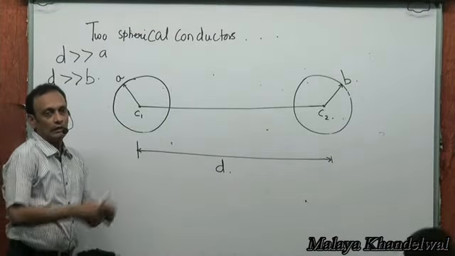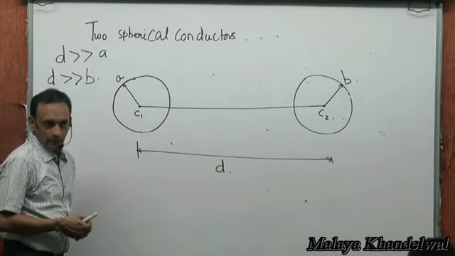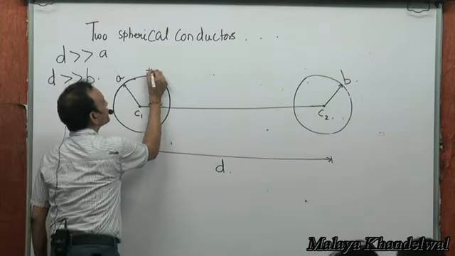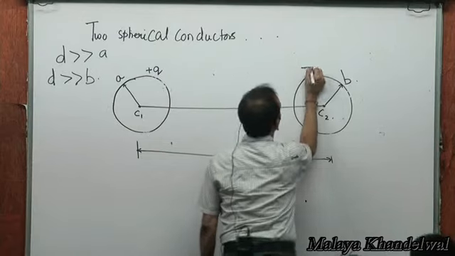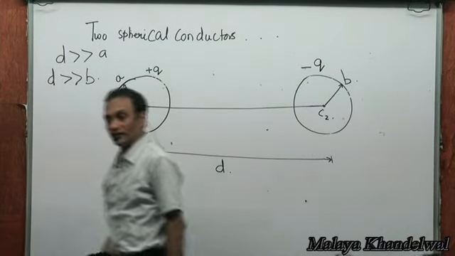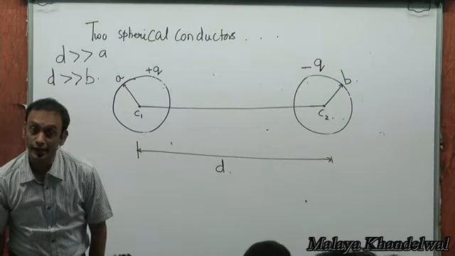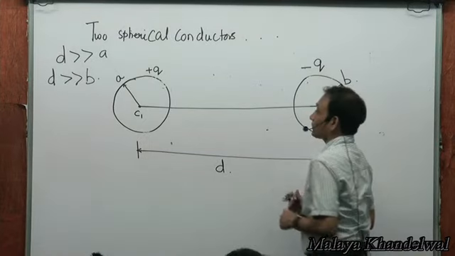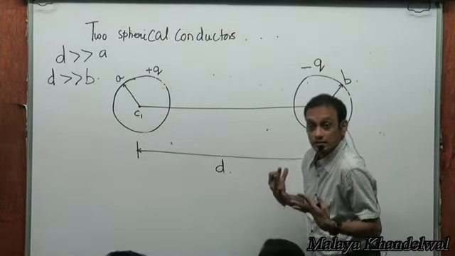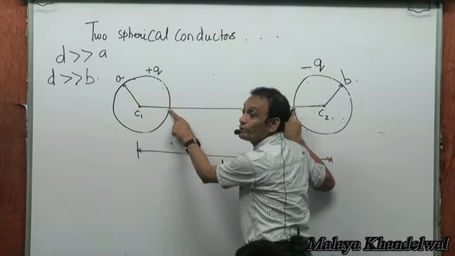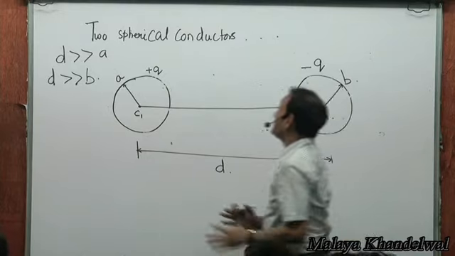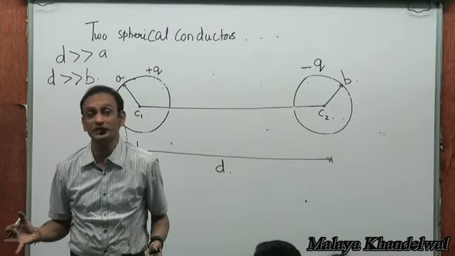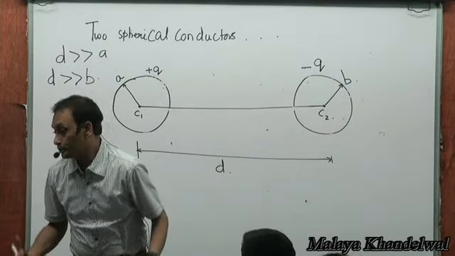Now when I connect the two spherical conductors with the help of a battery, let's say charge +q accumulates on one, and charge −q accumulates on the other. I want to compute the potential difference from here to here. Then Q divided by the potential difference between the two spheres would be the capacitance of this arrangement.